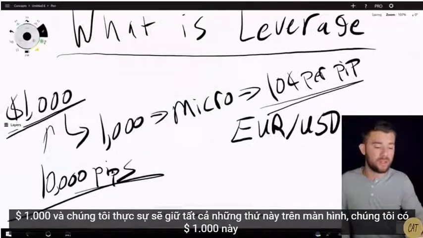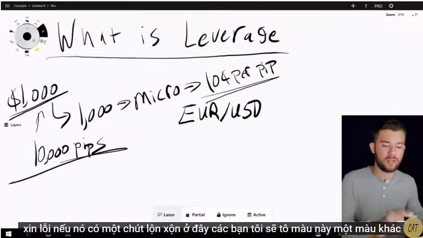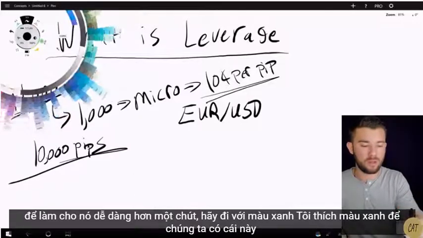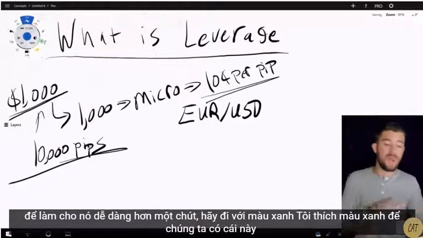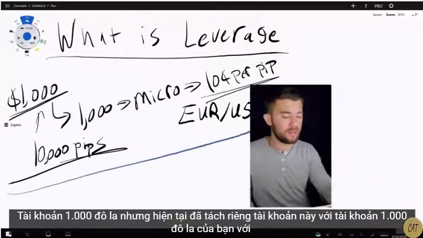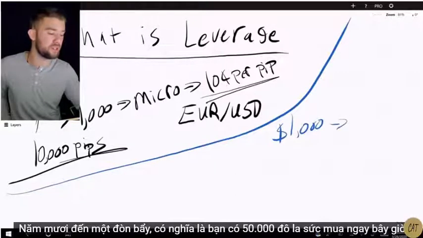We have this $1,000. Sorry if it gets a little messy here, guys. I'll color this a different color to make it a little bit easier. Let's go with blue. I like blue. So we have this $1,000 account, but now you have a 50 to 1 leverage, which means you have $50,000 in buying power.